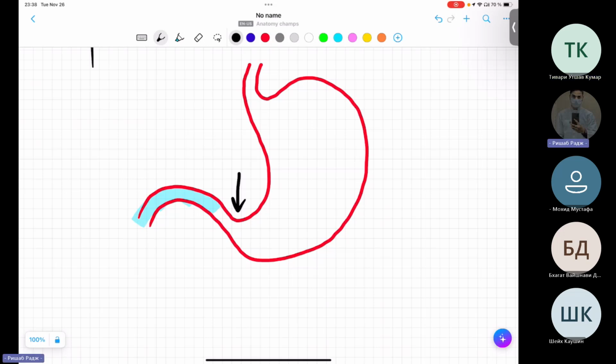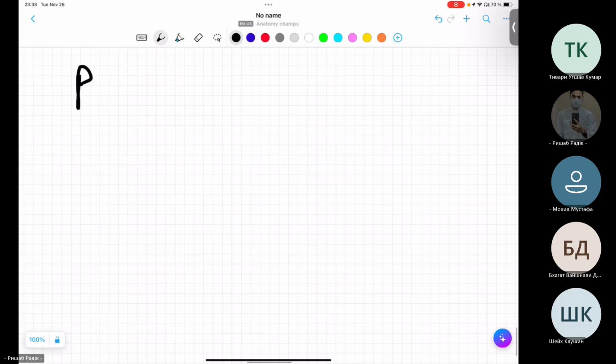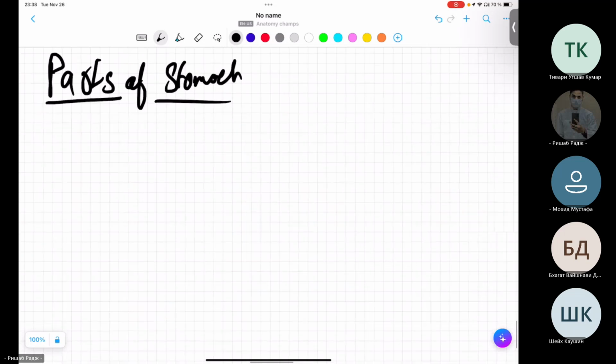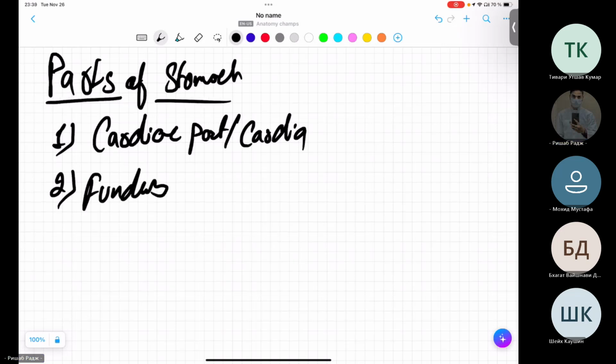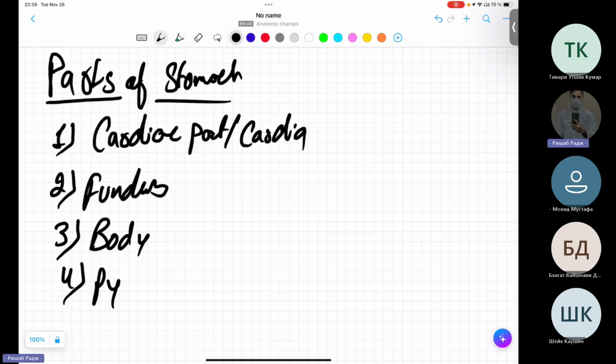Now let's go to the parts of stomach. How many parts do you have? First will be your cardiac, yes, the cardiac part or cardia. Second is your fundus. Third is your body. And fourth is your pylorus. Is this okay? Clear? Yes.